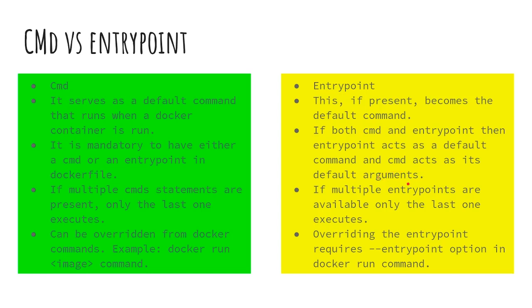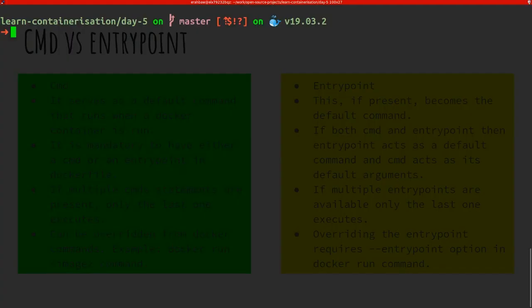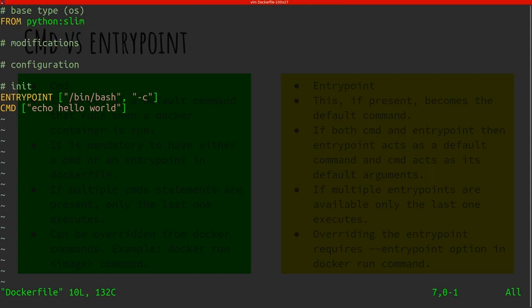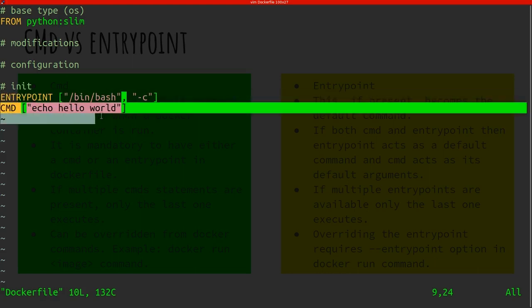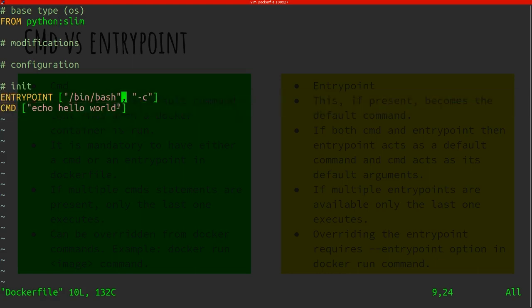So let's see this point in action. I'm going to head back to the terminal now. So for example, I open a Docker file. In this, I have an entry point and I've written bin bash -c, and the CMD says echo hello world. So as I said, when both of them are present, whatever is written inside the CMD becomes an argument to whatever is written inside the entry point.